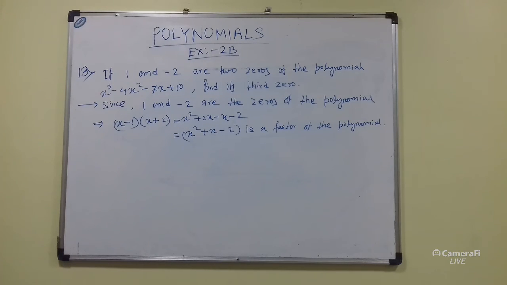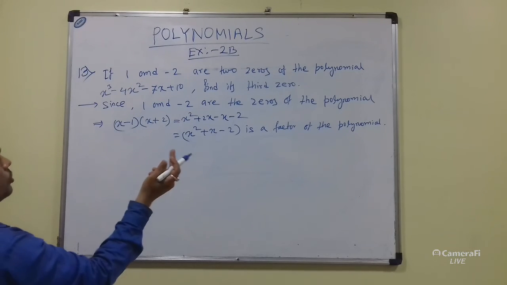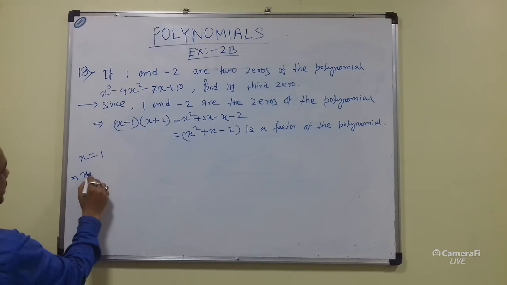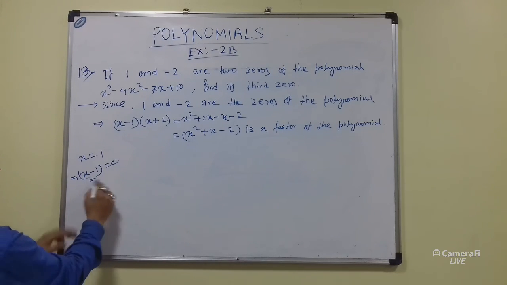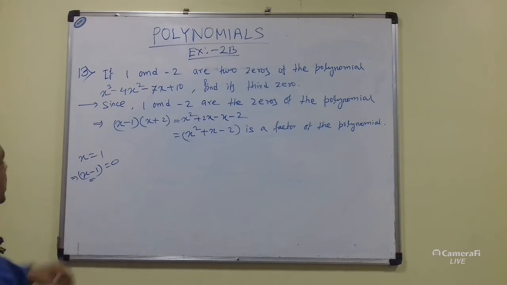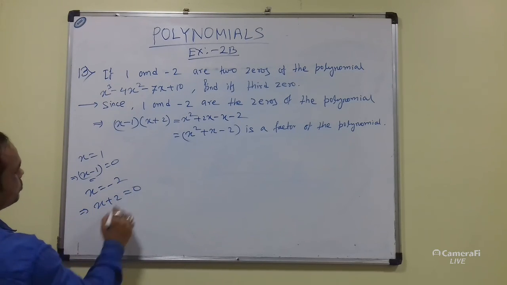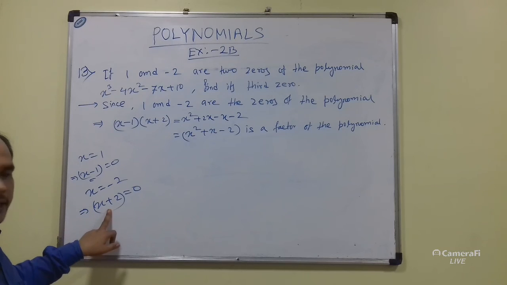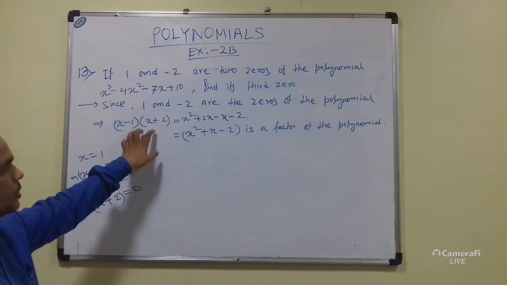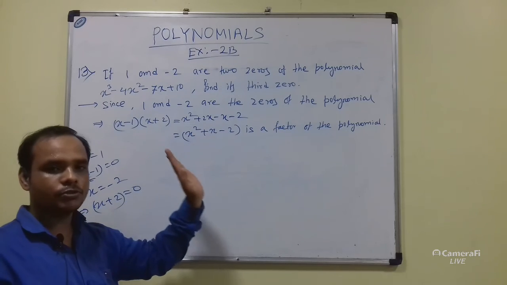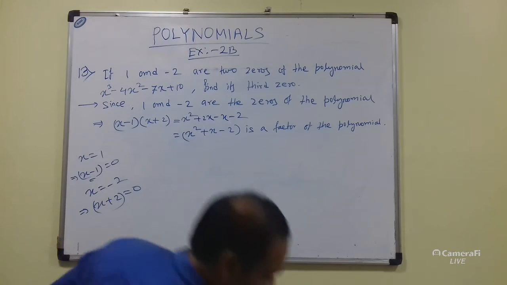Okay students, this portion should be clear: 1 is a zero, that means x is equal to 1. So what will be its factor? x minus 1 is equal to 0, so x minus 1 will be its factor. Similarly, if x is equal to minus 2, then x plus 2 is equal to 0, so x plus 2 is also a factor. When we take them together, we multiply both the factors, and x square plus x minus 2 is a common factor of this polynomial.